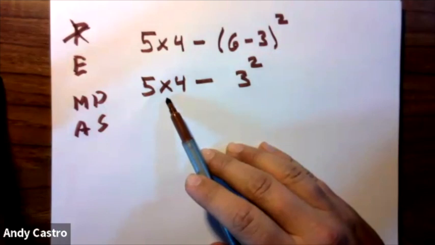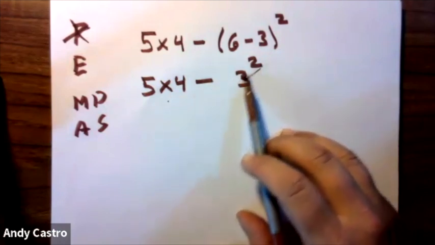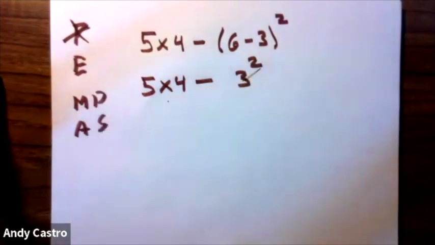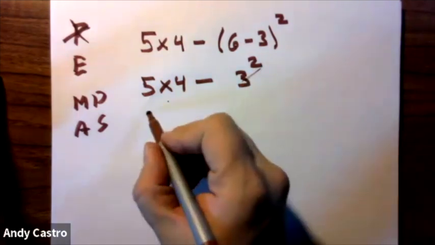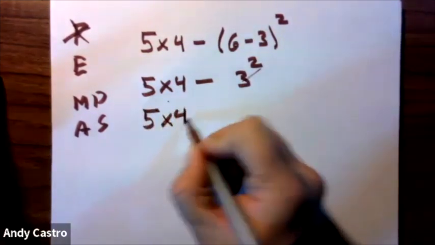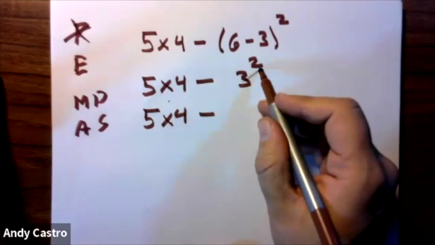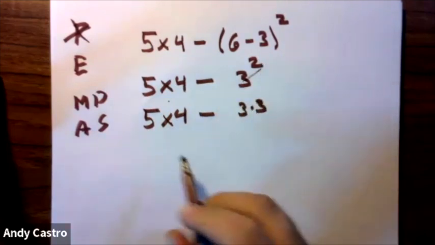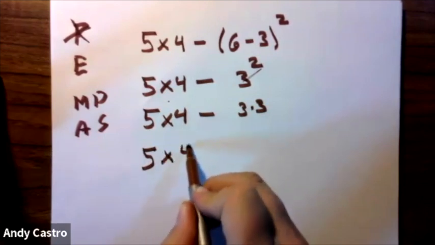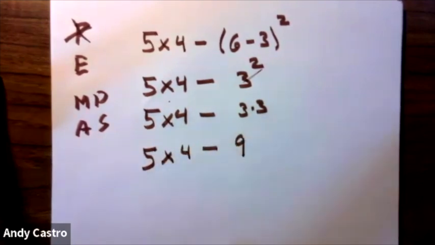Okay, now I don't have any parentheses left. I've got multiplication, I've got subtraction, and I've got an exponent. The next thing I do is the exponent. So I've got 3 squared. So 5 times 4 minus 3 squared, or 3 to the second power, is 3 times 3, which is 9. So 5 times 4 minus 9.